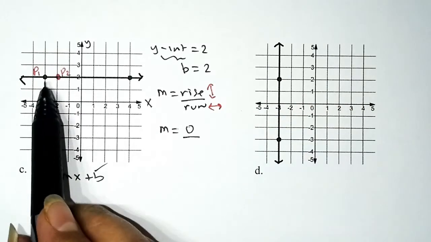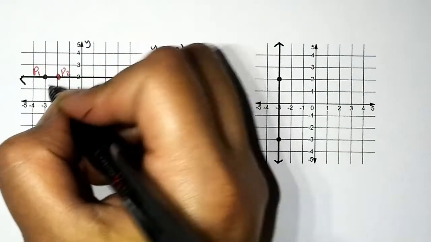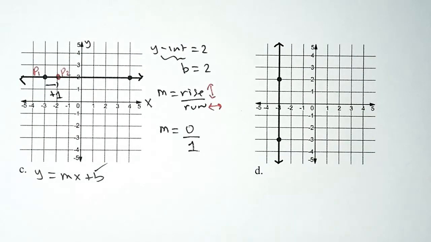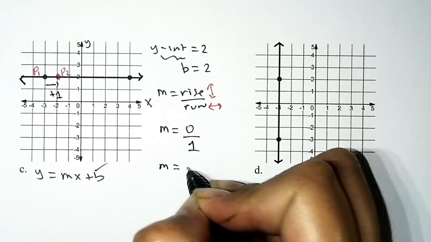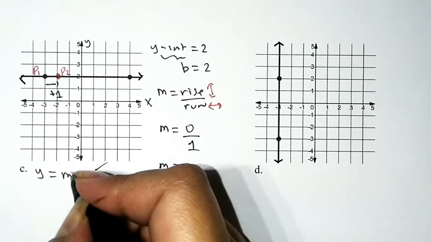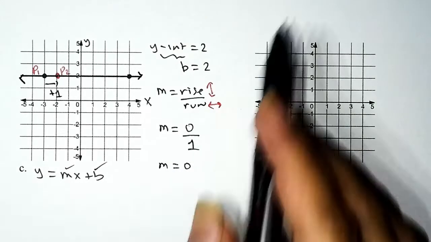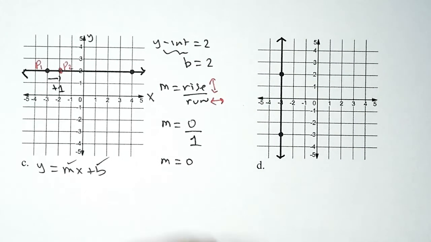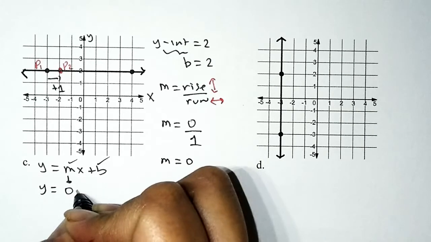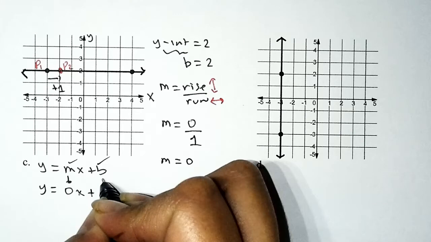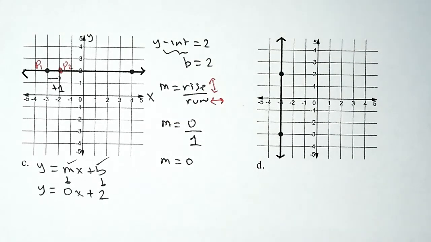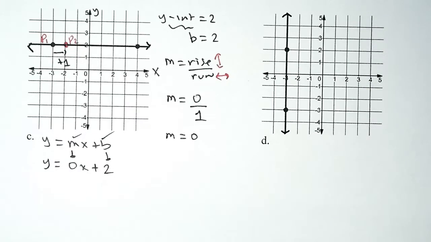Run, because we have to go 1 unit to the right, the run will be positive. In this case, the quotient of 0 and 1 simplifies to 0. So we needed to find the slope. Done. We needed to find the y-intercept. We already did. Let's plug and chug. So we have y = m, our slope is 0, multiplied by x plus b, which is the y-intercept, and the y-intercept is at 2. Product of 0 and x, that just looks weird. Simplify it.